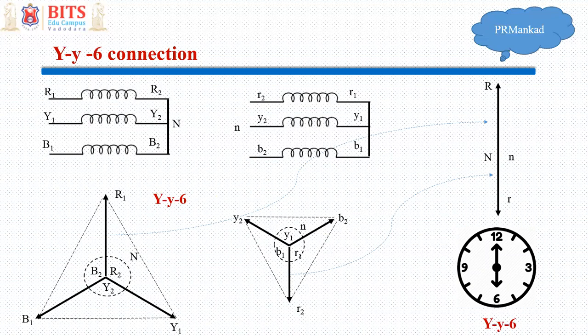Now, if I have a transformer where polarities 1 and 2 are marked, but I do not know whether they are correctly marked or not, and I want to test this transformer in the laboratory without using a CRO and without giving full voltage, the method is very simple, which I'm going to discuss in my next slide.